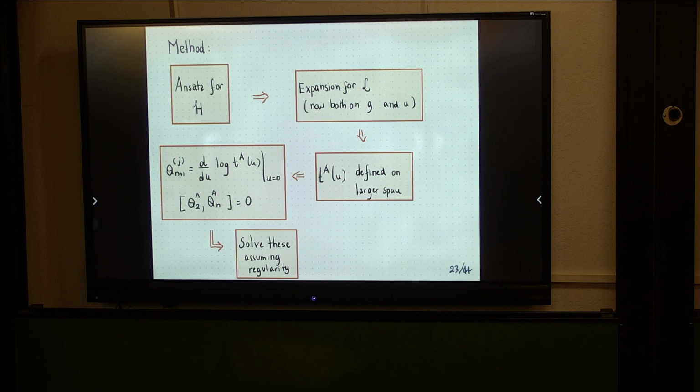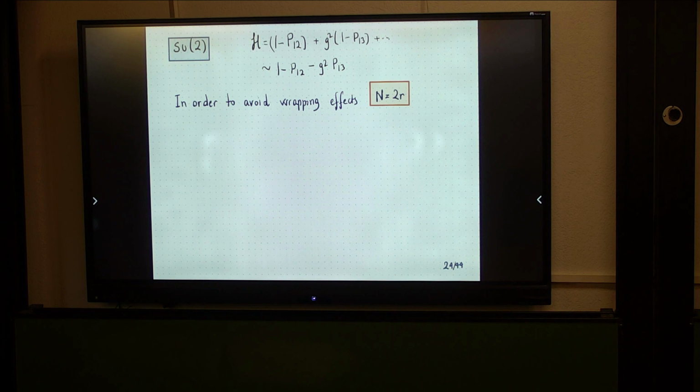And after applying the method for a bit, we know which are the independent elements, and we do the trick of computing the transfer matrix with the Hamiltonian to avoid having to resum those series. So if we think of n equals 4, for example, in just SU(2), we added this P13 term in the density Hamiltonian, and we try to avoid the wrapping effects for now. For this you need basically to take the number of sites of your chain to be 2 times the range.